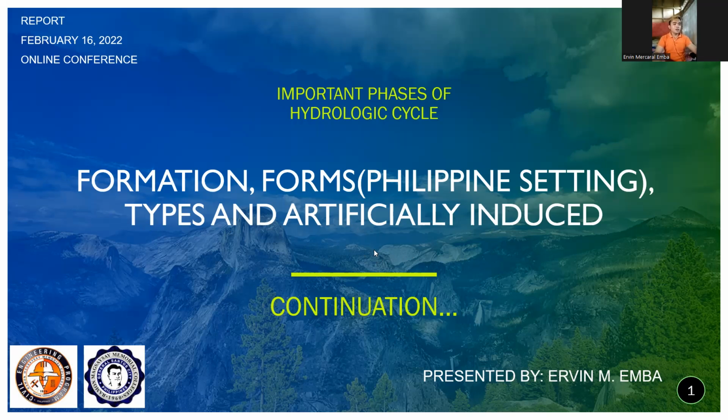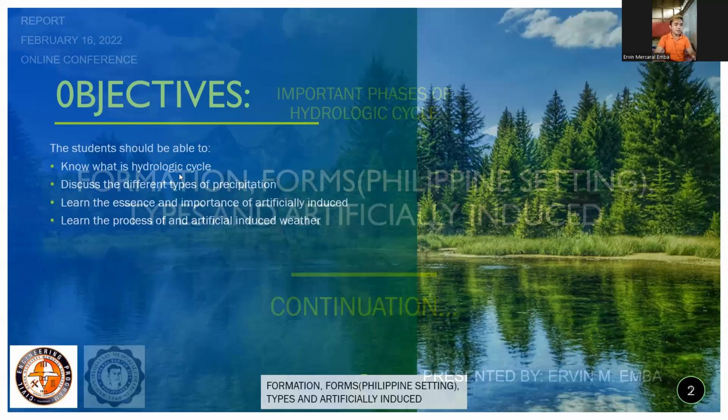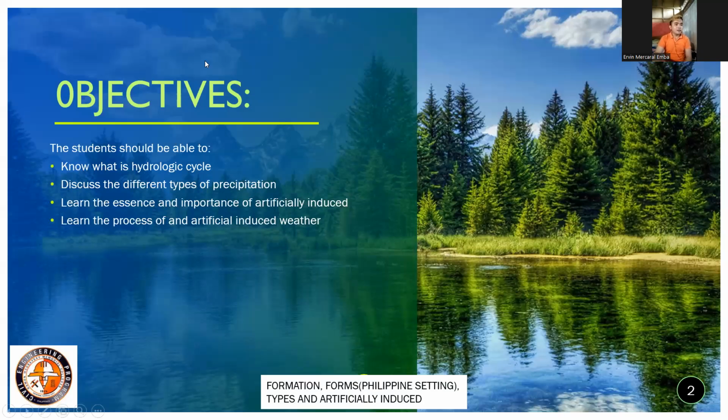So let's dive in. Here are my objectives. The student should be able to, first, know what the hydraulic cycle is. Second, discuss the different types of precipitation. Next, learn the essence and importance of artificially induced weather. And lastly, learn the process of artificially induced weather. I hope the objectives will be achieved by the end of my report.